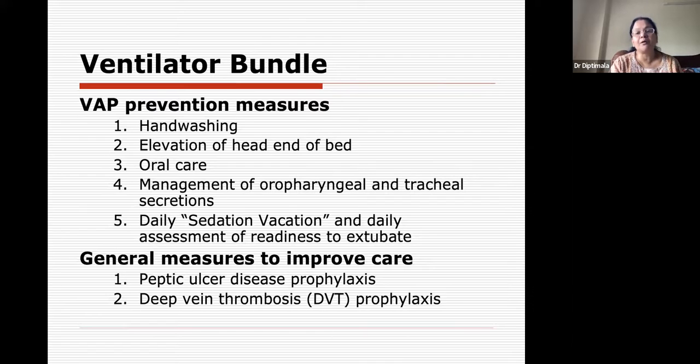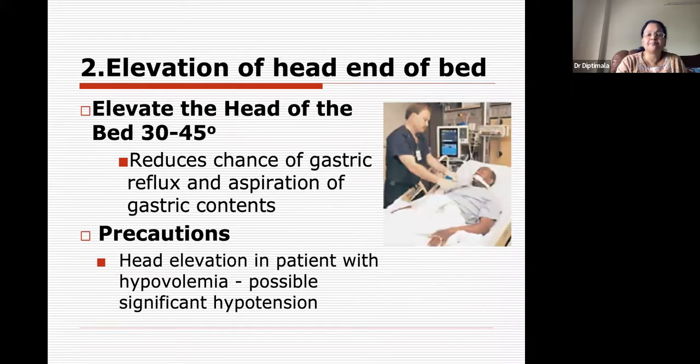So all those who are learning here on this platform, try to disseminate your knowledge to others in your city too. So when we talk of the ventilator bundle, VAP prevention measures include hand washing, elevation of the head end of the bed, oral care, management of oropharyngeal and tracheal secretions, daily sedation vacation, and daily assessment of readiness to extubate, peptic ulcer prophylaxis and DVT prophylaxis.